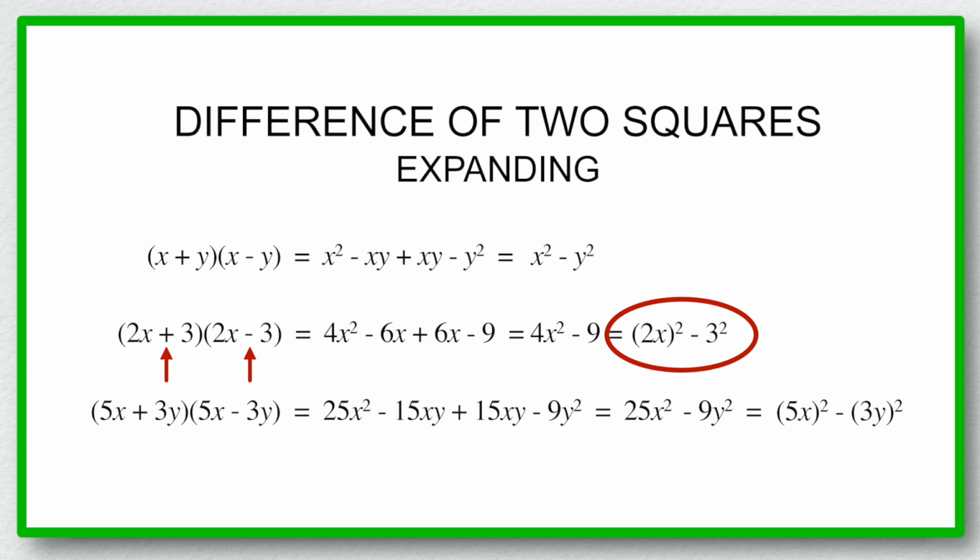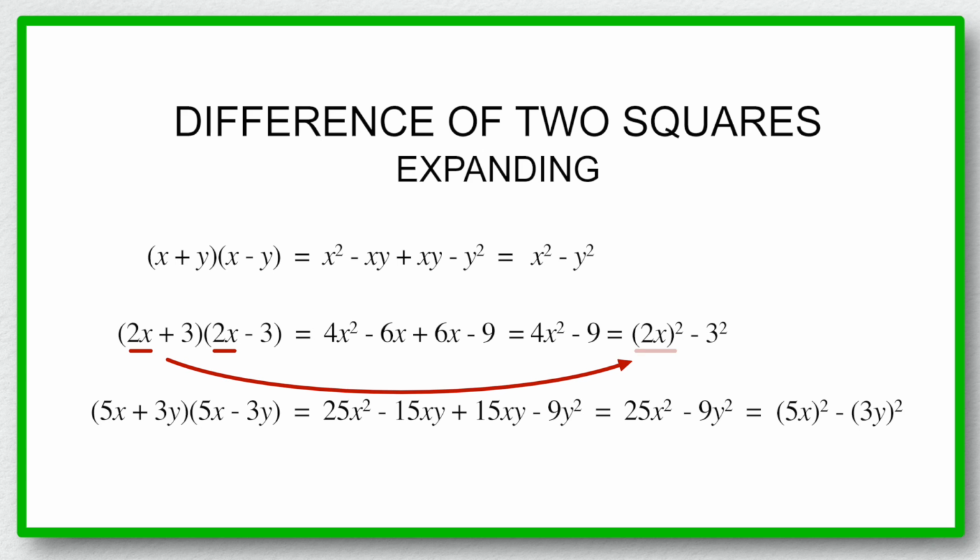And notice the relationship between the squared terms and the terms in the brackets. We have 2x here and 2x all squared here. We have 3 here and 3 squared here. And let's look at one more.